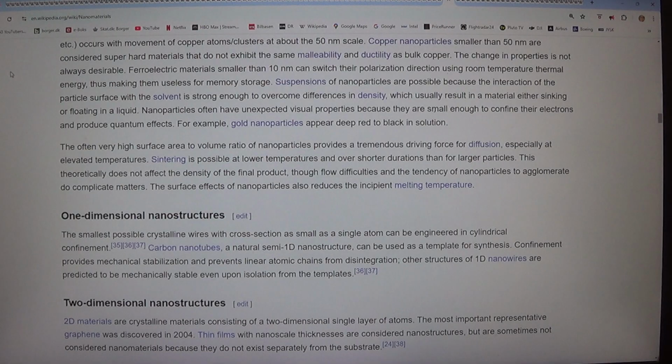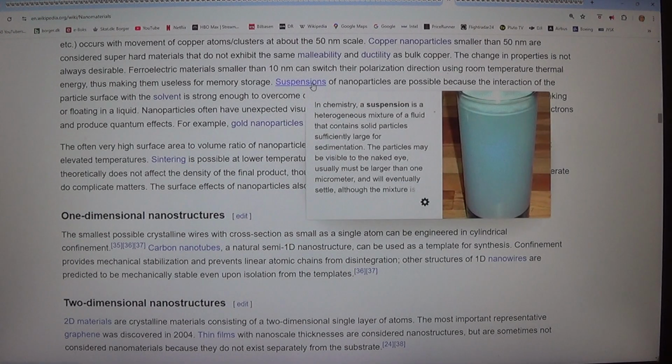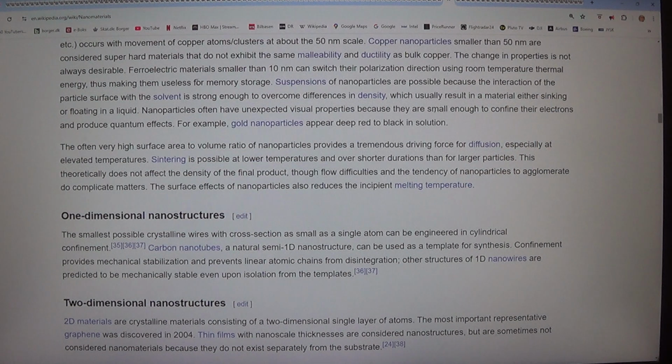The change in properties is not always desirable. Ferroelectric materials smaller than 10 nm can switch their polarization direction using room temperature thermal energy, thus making them useless for memory storage. Suspensions of nanoparticles are possible because the interaction of the particle surface with the solvent is strong enough to overcome differences in density, which usually result in a material either sinking or floating in a liquid.